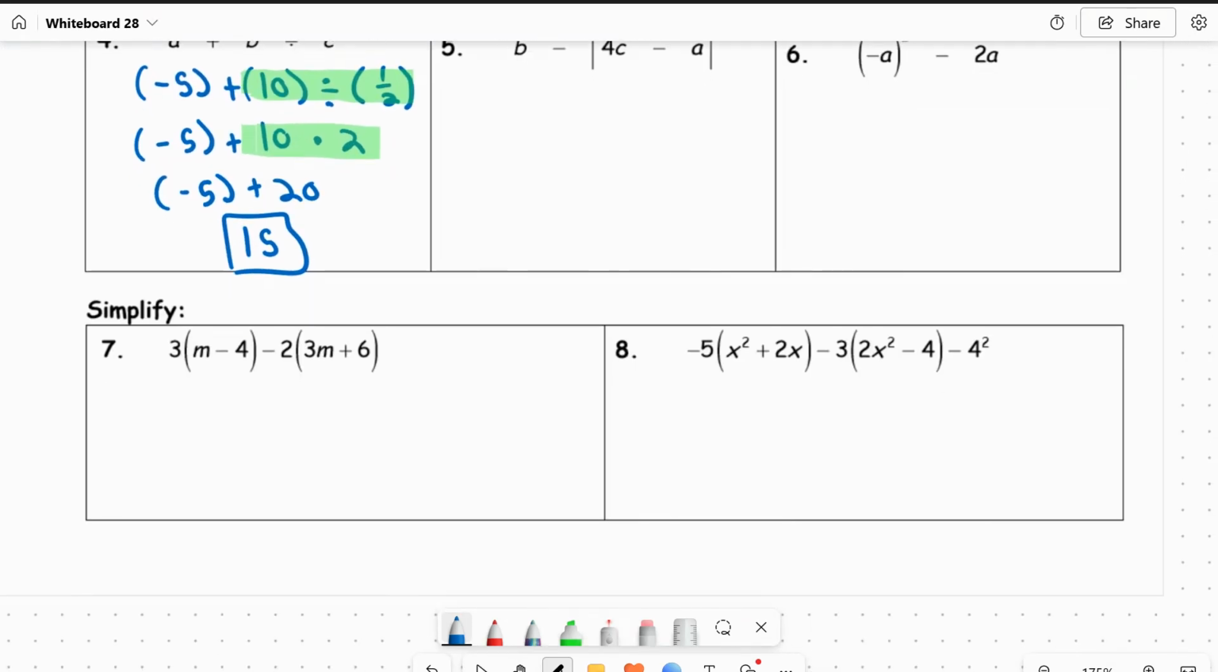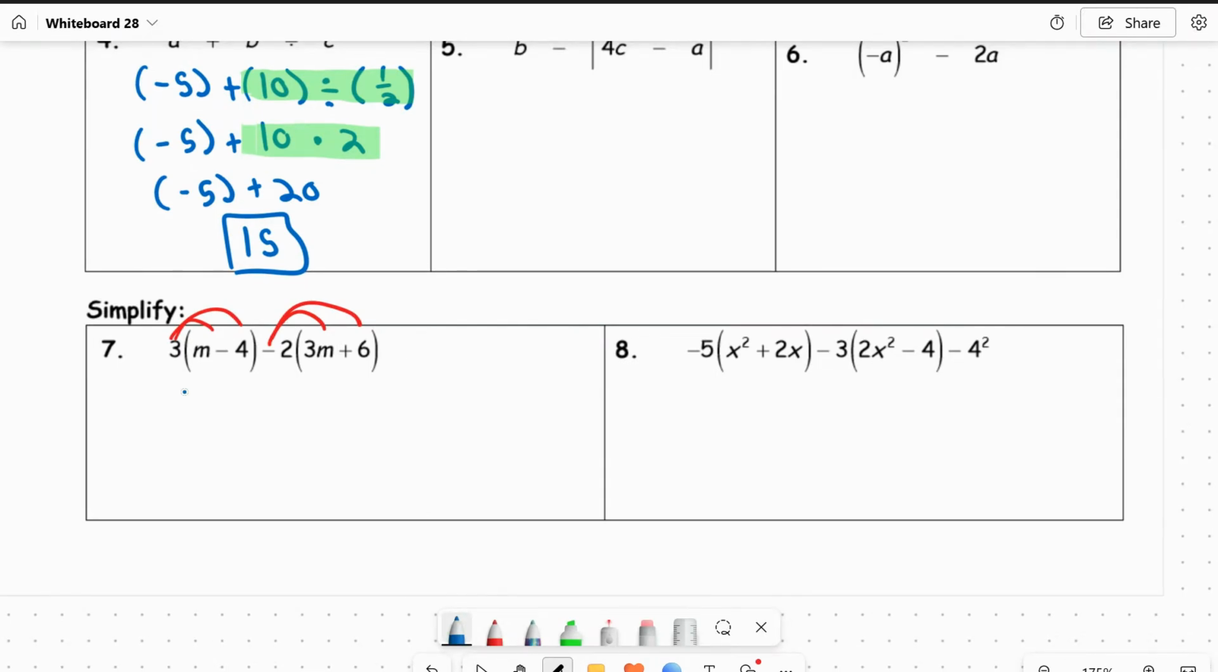Last thing here is just another simplify example. So just like we did on the first page, let's start by distributing. Remember, when you are subtracting between this, I think the easiest way to go about this is to distribute a -2 instead of a +2 and subtracting the two groups. Just saves you a step.